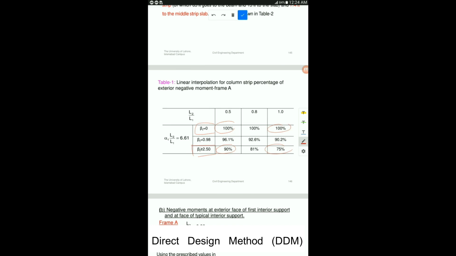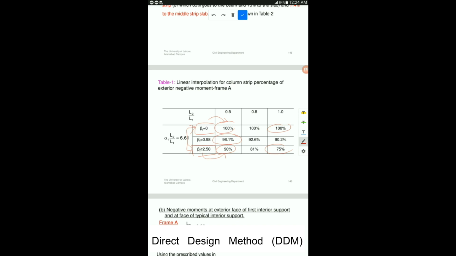First I'm just going to tell you how you can find this value of 96.1%, because you know that when beta t is equal to 0, the percentage is 100%, and when beta t is equal to 2.5, the percentage is 90%. So what is the difference between these two beta t values? Beta t is equal to 0 in the first case, and beta t is equal to 2.5 in the second case. So the difference here is 2.5.